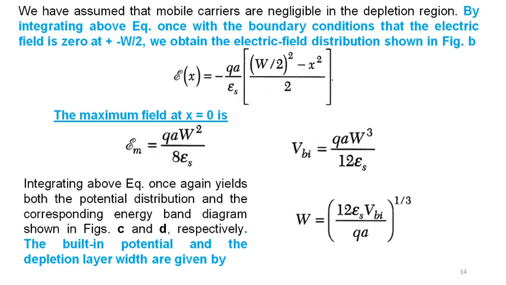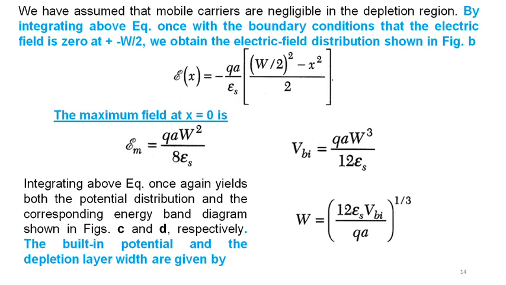Then we get the same equation, that mobile carriers are negligible in the depletion region, that is the depleted region, in which we have approximate neutrality. By integrating the above equation over minus W by 2 to plus W by 2, we have minus qa over epsilon S times W by 2, and for the maximum field at x equal to 0, we get the maximum electric field in the case of the linearly graded junction as q a W square divided by 8 epsilon S.